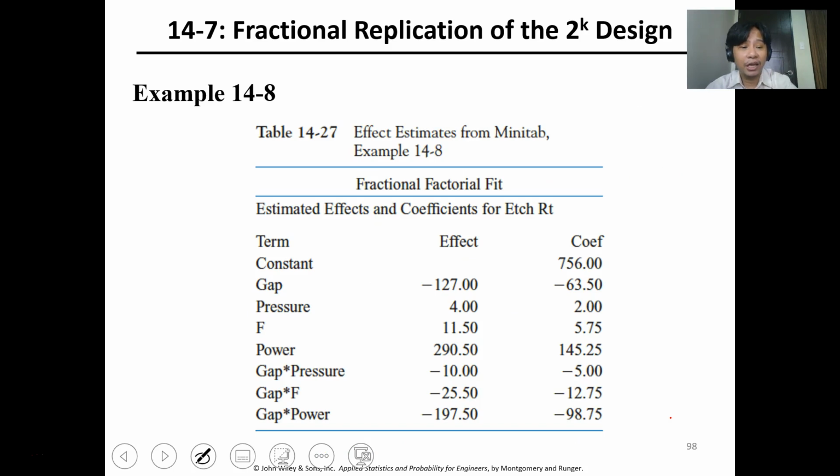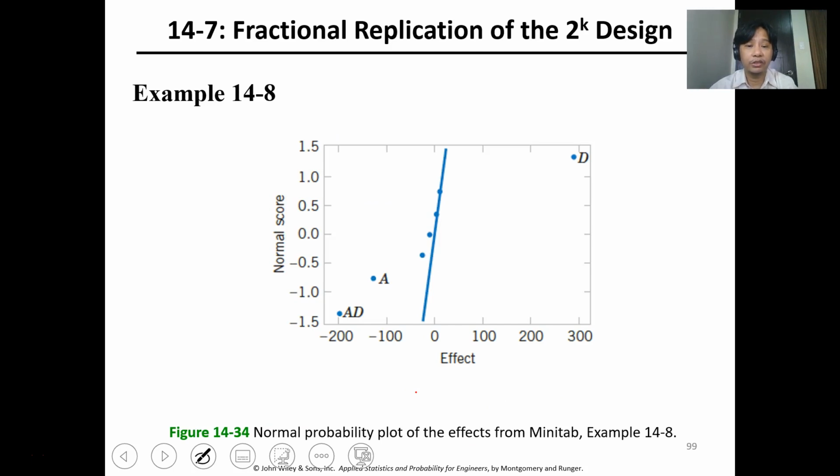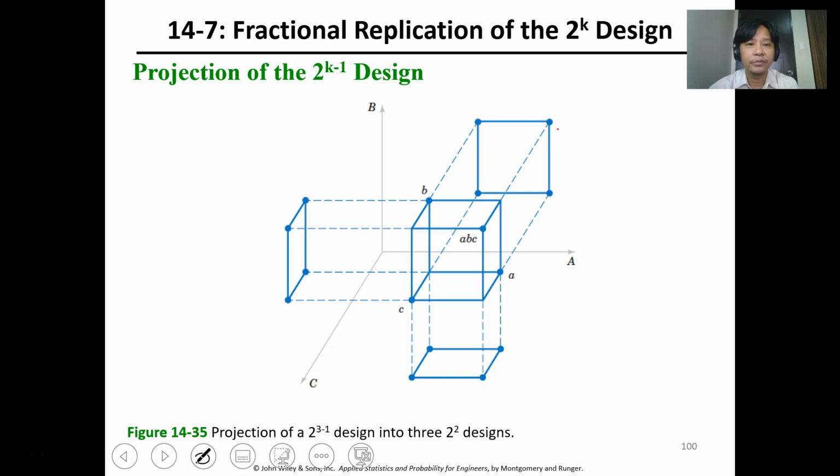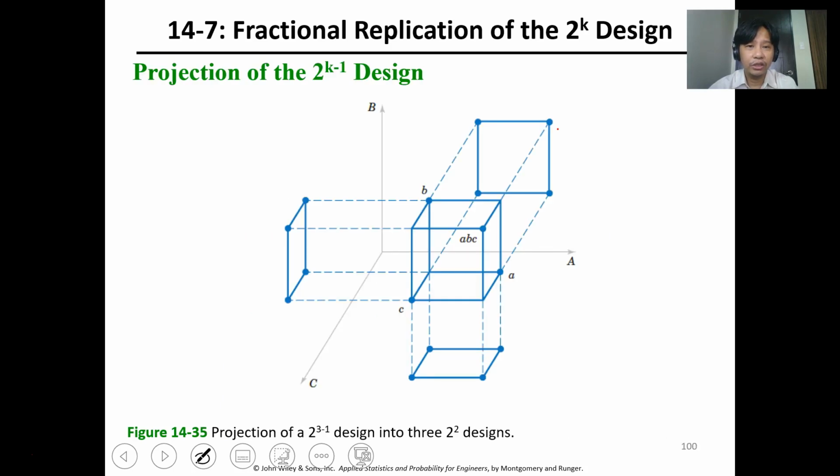Okay. So, using estimate in Minitab, makikita nyo ito yon, yung effect, yung gap, yung pressure, yung flow rate, yung power, yung product. Okay, makita nyo, ito yung A, ito yung B. Okay, so ito yung normal probability plot. So, makita nyo, AD and A and D are out of the straight line. Okay, we'll end our lesson here and we'll continue with fractional replication.